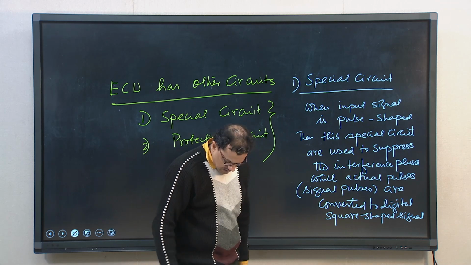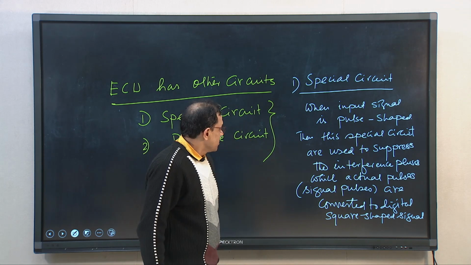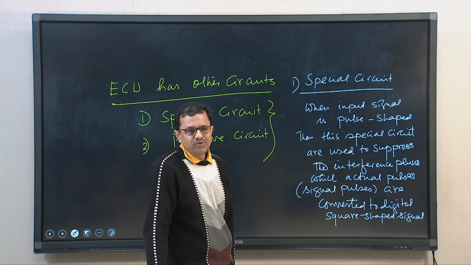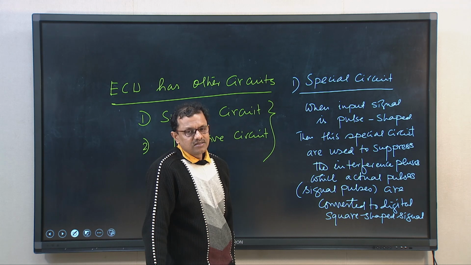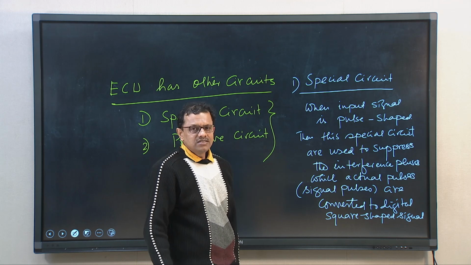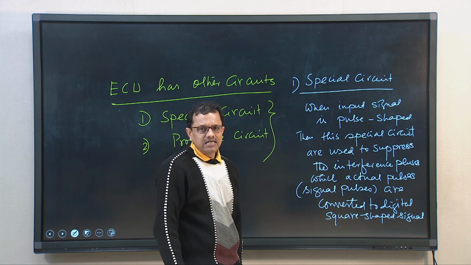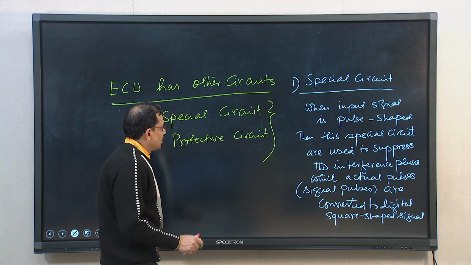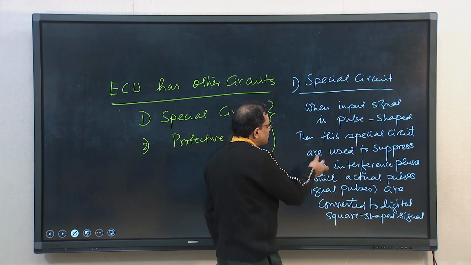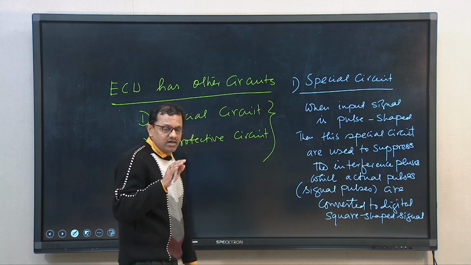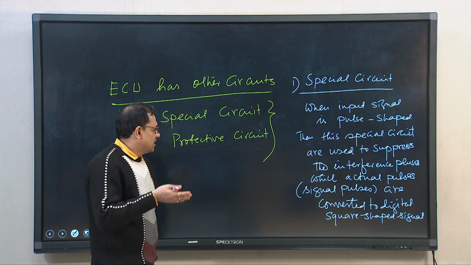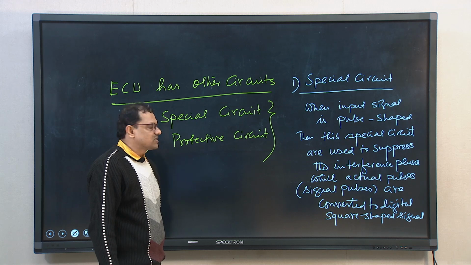So, if we allow the interference pulses to go into the ECU, then ECU will not be able to function properly, it will start malfunctioning, and if ECU is unable to function properly, output from ECU will be again not correct. So, essentially the objective of having ECU will not be justified. So, the special circuits are provided so as to suppress the interference pulses and only to allow the actual pulses, and also the actual pulses will be converted to digital square wave signals.